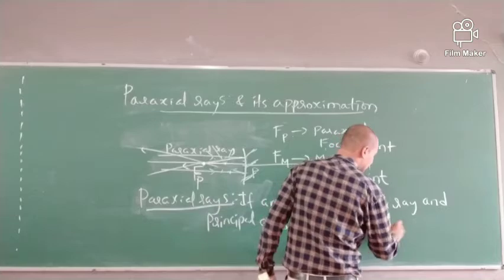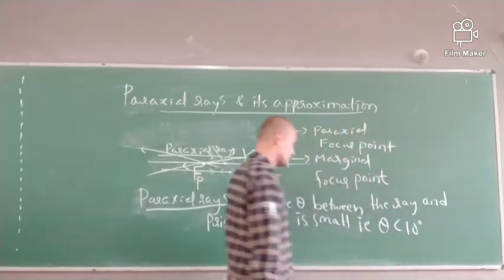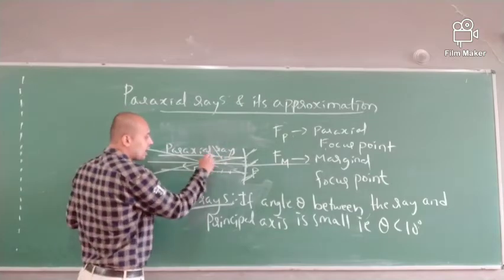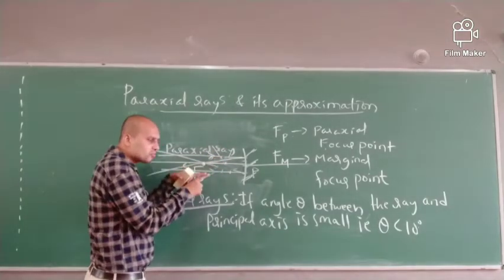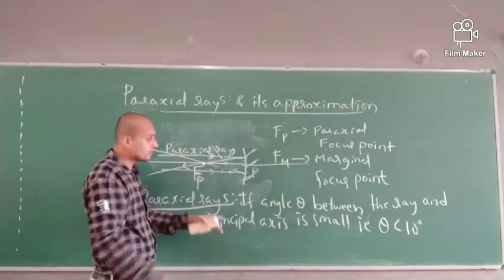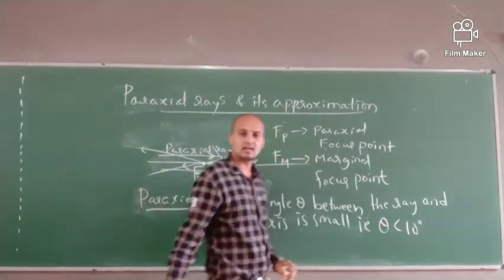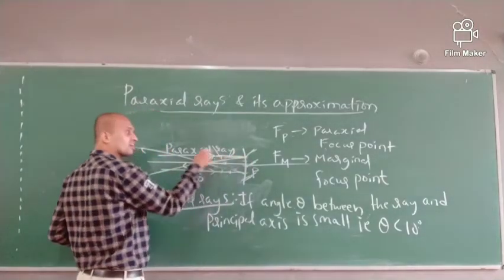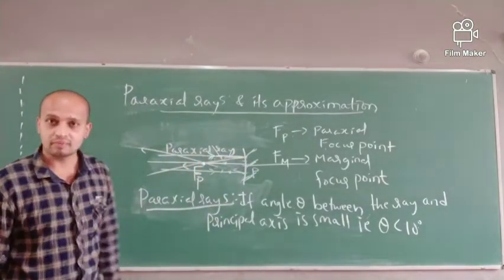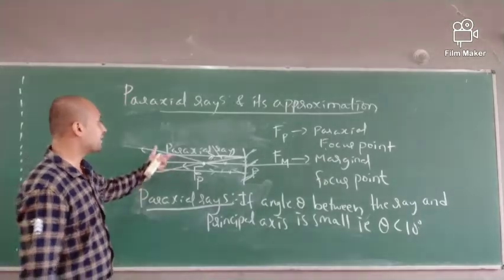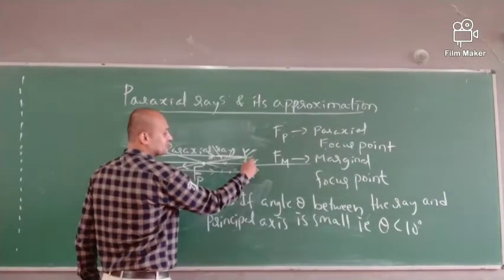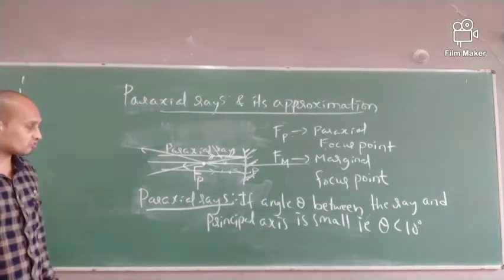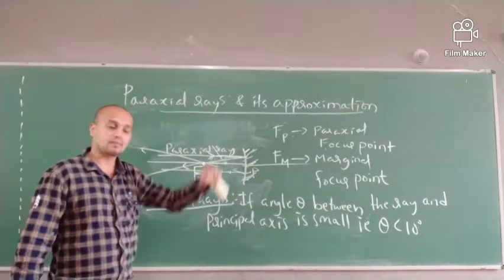That is, theta is less than 10. The angle between the parallel ray and principal axis must be less than 10 degrees. When the angle between them is 10 degrees, 100% angle of incidence will be less, angle of reflection will be less. Correct? When I take parallel rays, 100% I must take a lens which is having less aperture. These assumptions will happen if I consider only parallel rays.